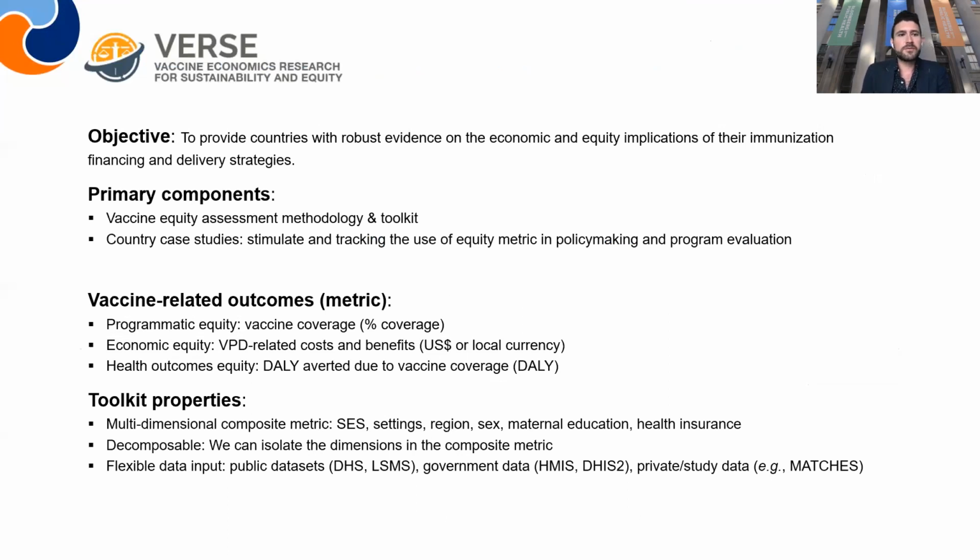So just a high-level overview of what the objectives and rationale for doing this type of work were to begin with. Our goal is to provide countries with robust evidence on the economic and equity implications of their immunization financing and delivery strategy, as well as an ability to track equity and progress towards achieving equity goals over time in a consistent way that's comparable across periods, within countries, across districts or states, and between countries. So that standardization aspect is very important and something that we've incorporated into this.